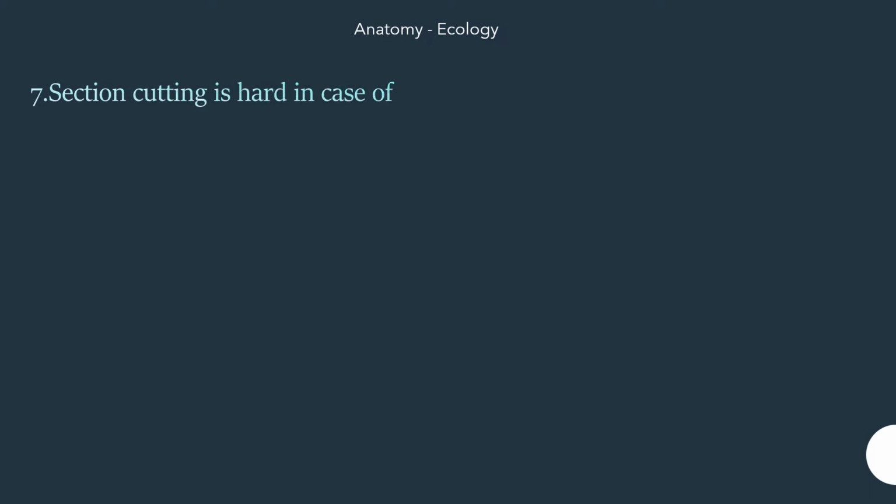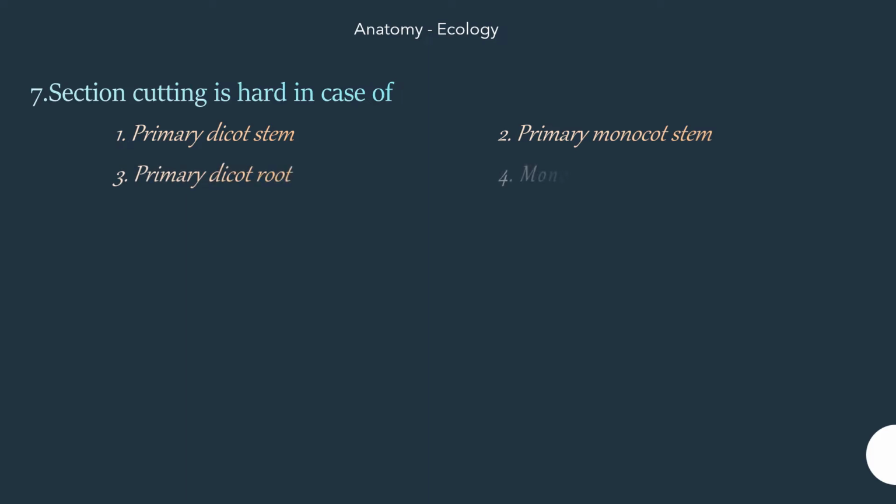Section cutting is hard in case of: primary dicot stem, primary monocot stem, primary dicot root, monocot root. Answer is 2. Section cutting is hard in case of primary monocot stem.